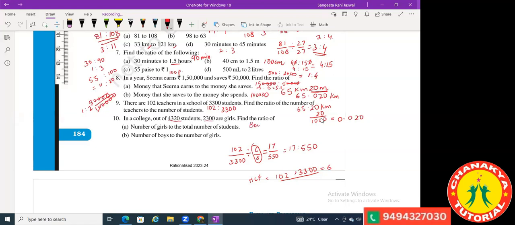Ma'am, 2,020. Okay, so you have divided and seen, and so it's subtracted. Yes, ma'am. Now tell me the ratio of the number of girls to the total number of students. Please find the ratio. These are the girls, 2,300. These are the total number of students, 4,320.